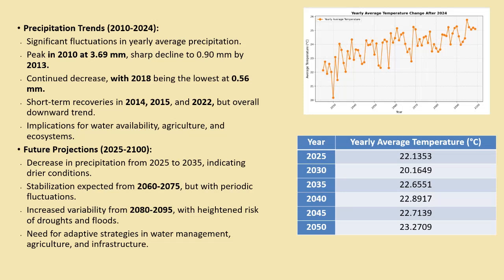From 2010 to 2024, Pakistan saw significant fluctuations in average precipitation, peaking at 3.69 mm in 2010 before dropping to 0.56 mm in 2018. Despite short-term recoveries, the overall trend is downwards, threatening water resources, agriculture, and ecosystems. Looking ahead, precipitation is expected to decrease from 2025 to 2035, stabilize from 2060 to 2075, and become more variable from 2080 to 2095, increasing the risk of droughts and floods. This highlights the urgent need for adaptive strategies in water management and agriculture.